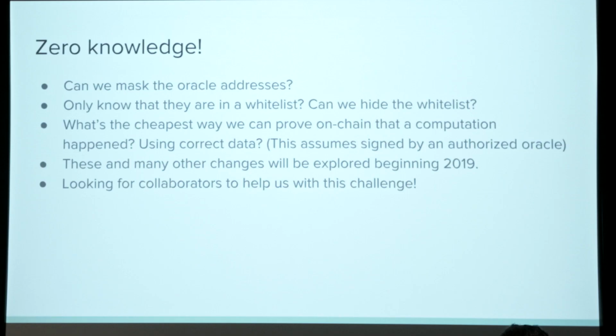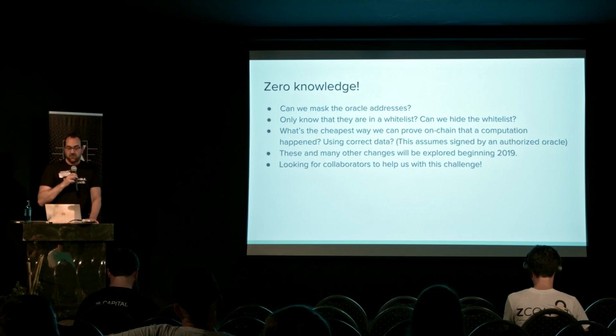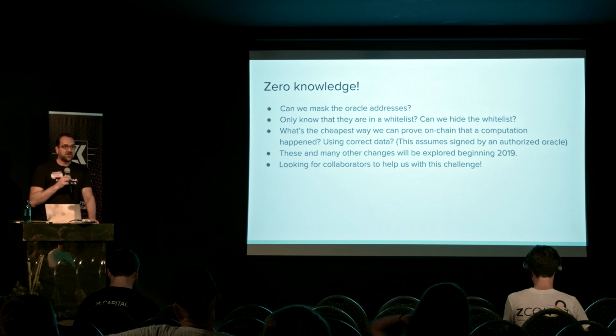And a couple of more. Can we mask Oracle addresses? This would make it very secure for the Oracle signers. Can we only know that an address is in a whitelist? Can we even hide that whitelist? What is the cheapest way we can prove on-chain that the computation even happened?